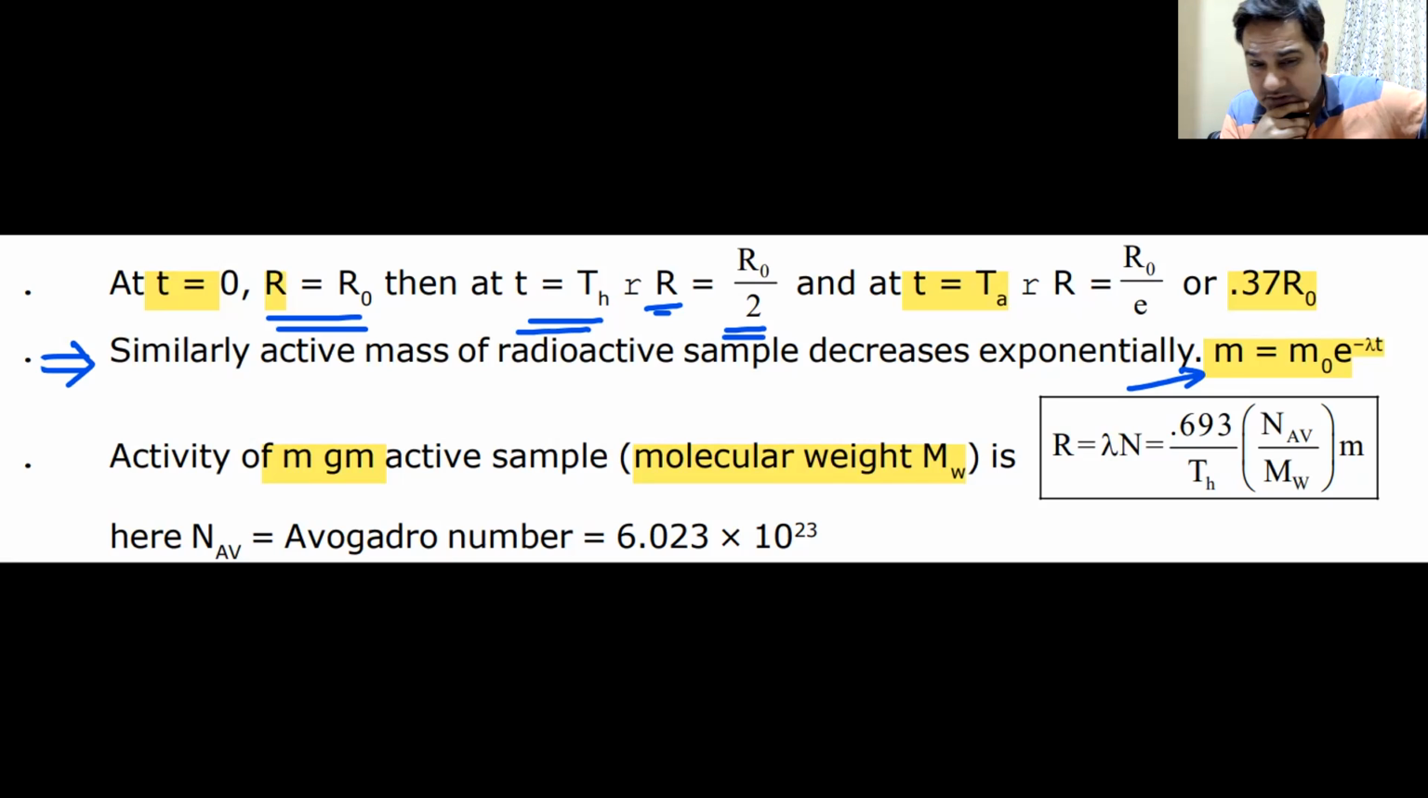A or R is known as the activity or the rate of decay or the decay rate. We started with the number of nuclei, then we switched to the decay rate, and at the end we have seen the relation between the mass of the nuclei which is left and the mass of the nuclei in the original condition. Shall we move ahead?